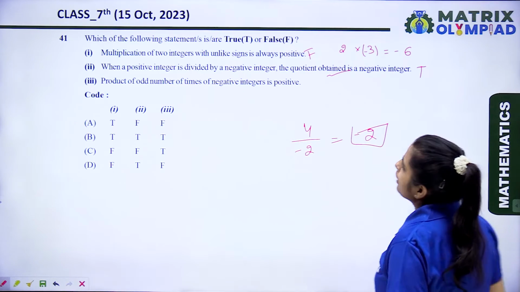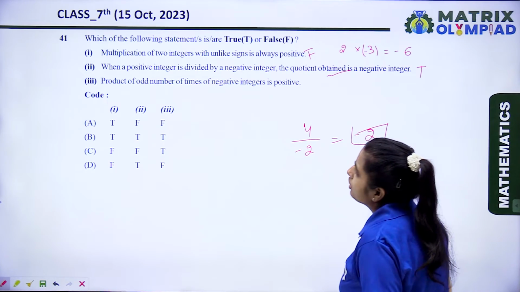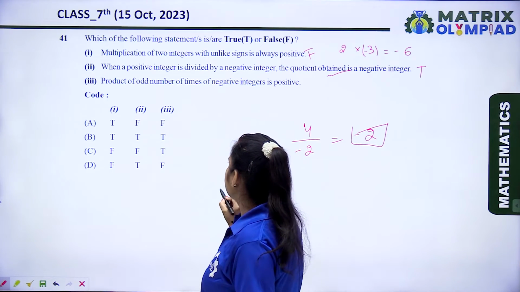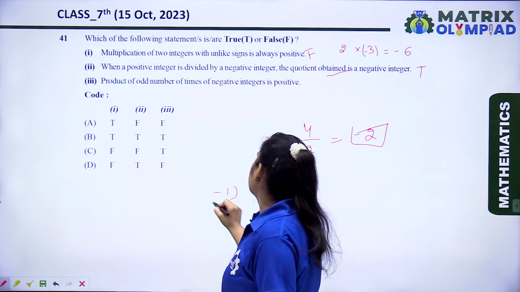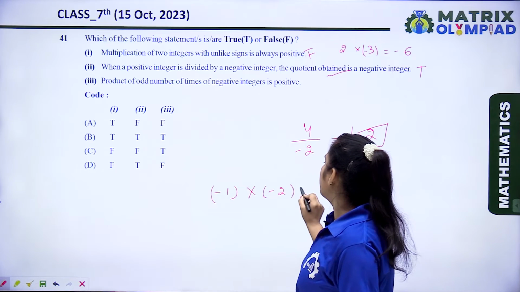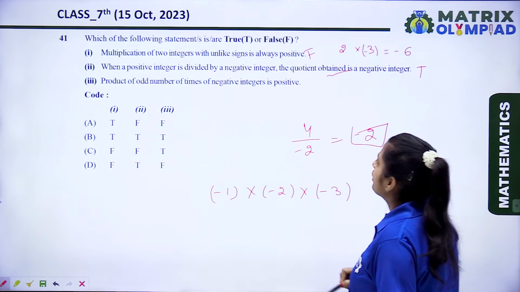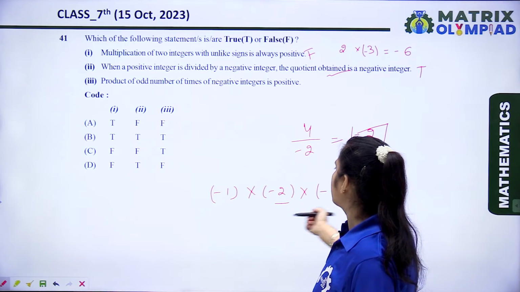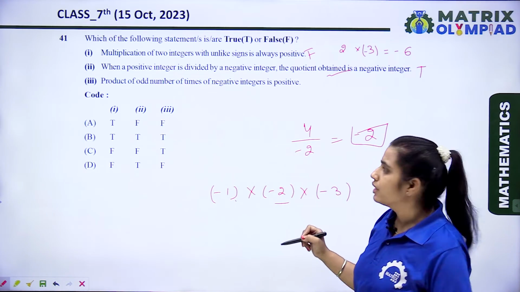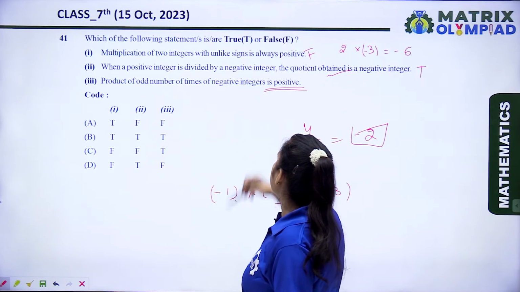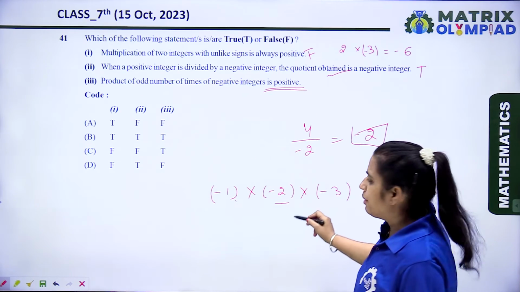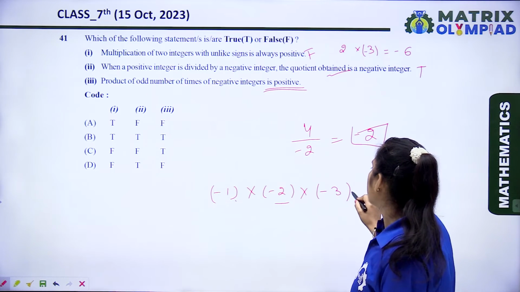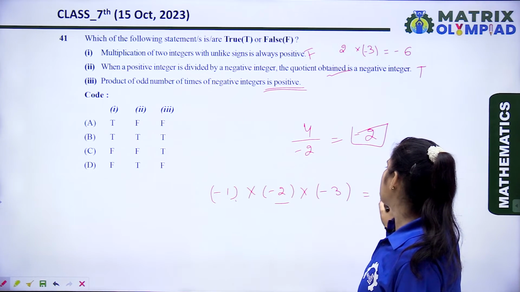The next is the third statement. Product of odd number of times of negative integer is positive. प्रोडक्ट करेंगे कोई भी नेगेटिव ऑड नंबर्स होंगे जैसे आपके पास -1 मल्टीप्लाई बाय -2 मल्टीप्लाई बाय -3. If you have the product of odd number of times the negative integer, then 1, 2, 3, 3 number is an odd number. तो जो आंसर आएगा वो क्या आएगा पॉजिटिव आएगा. So -1 multiplied by -2 gives us 2 and +2 multiplied by -3 will give us -6.